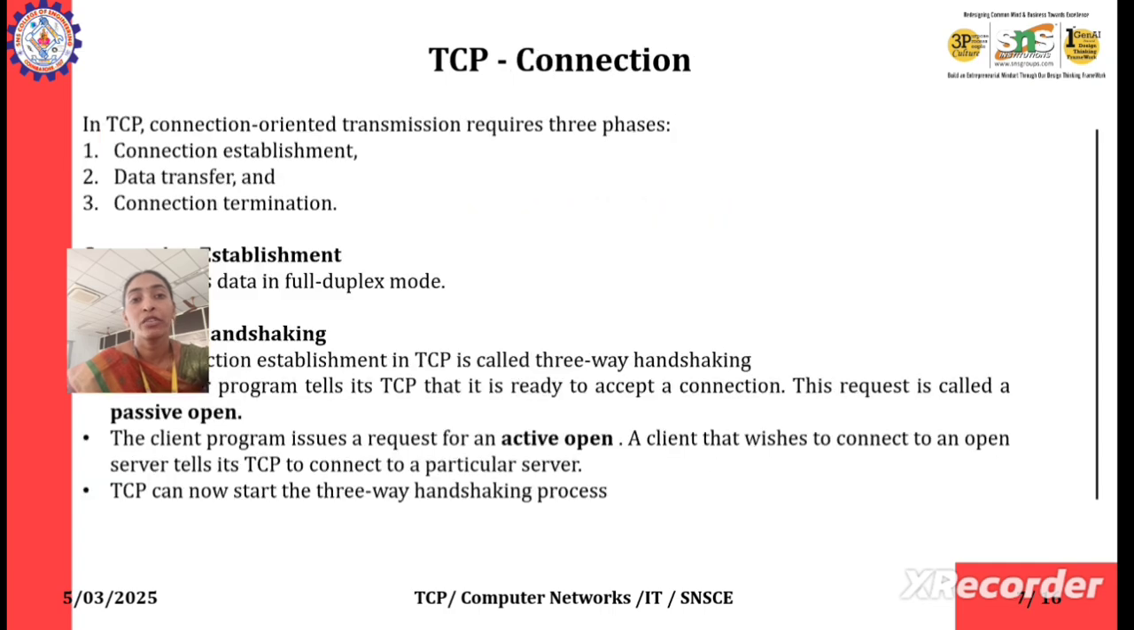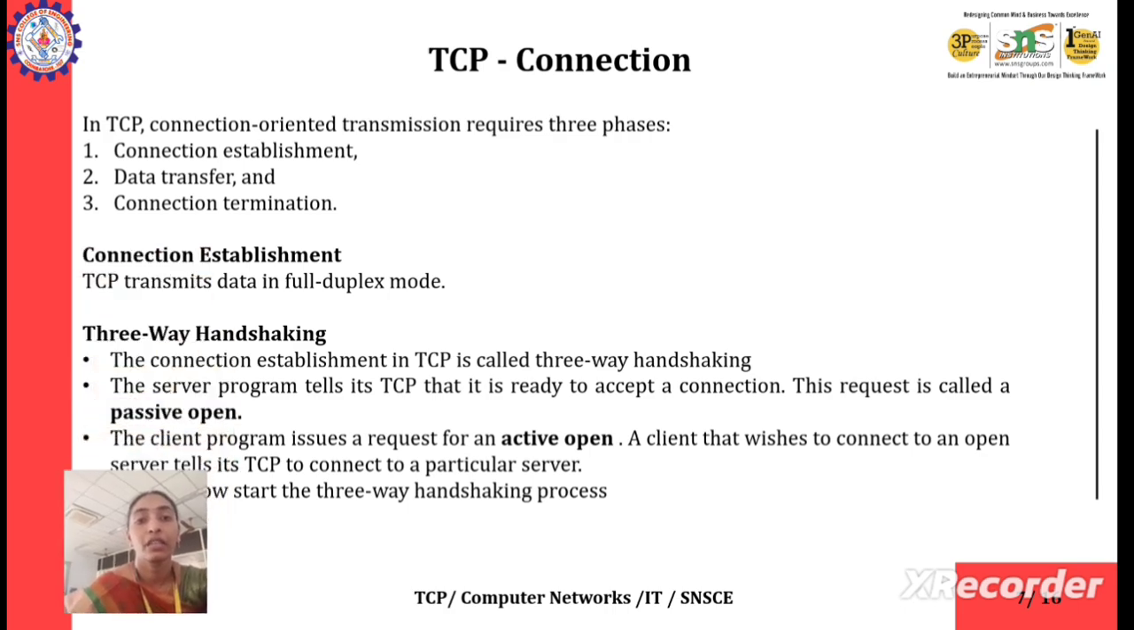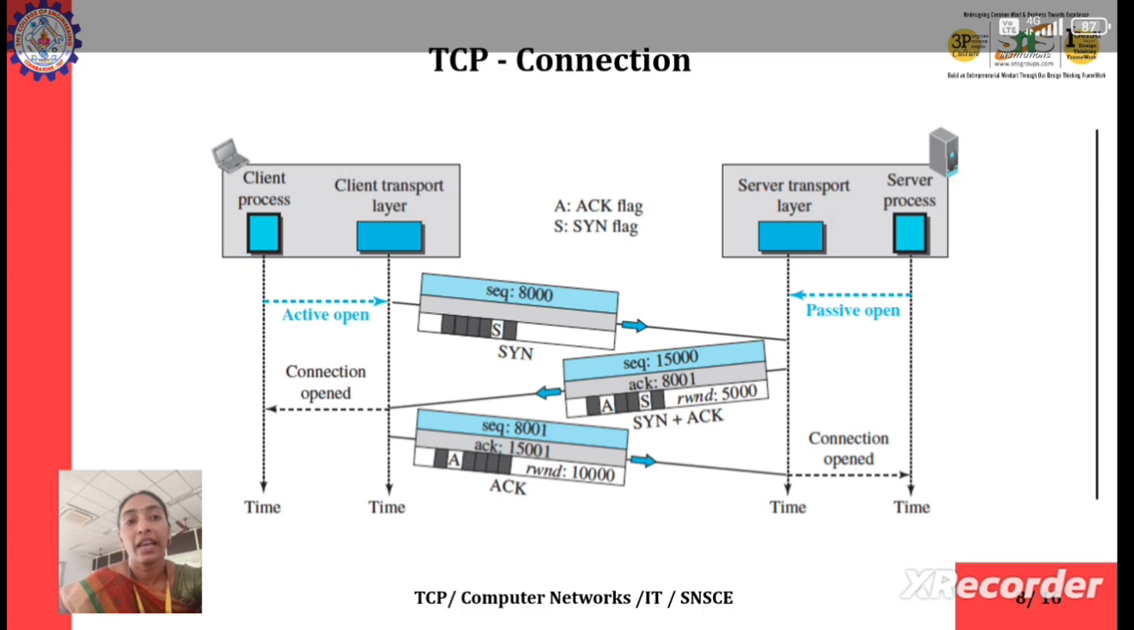Next, we move on to the TCP connection. The connection management of TCP consists of 3 steps. First one is connection establishment. Second one is data transport. Then third one is connection termination. Connection establishment means TCP transmits data in full duplex format. It is also called the three-way handshake.